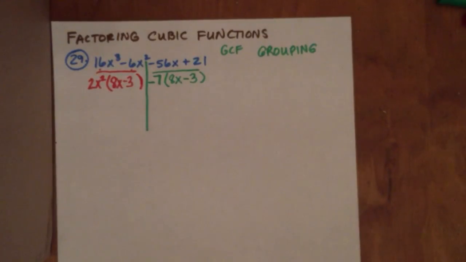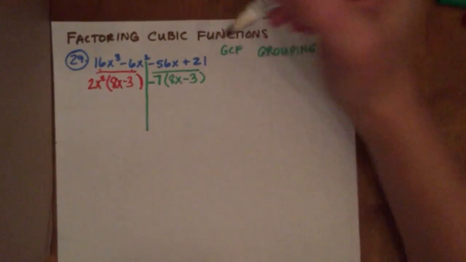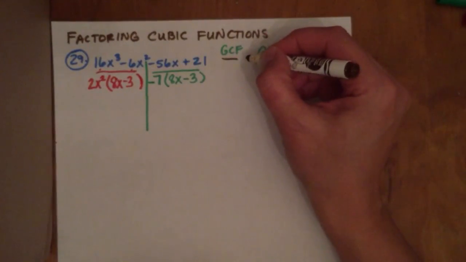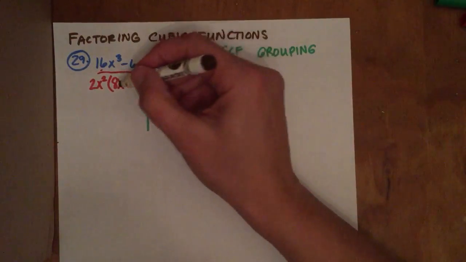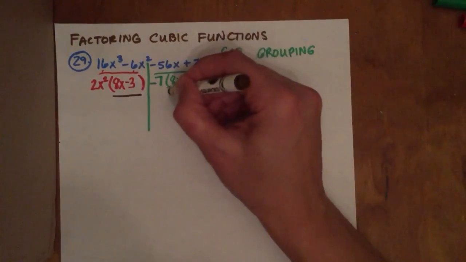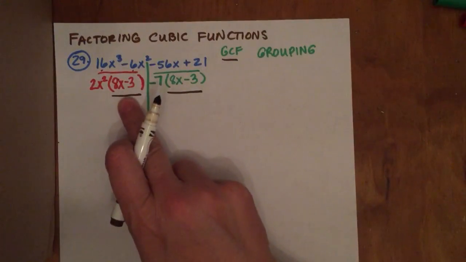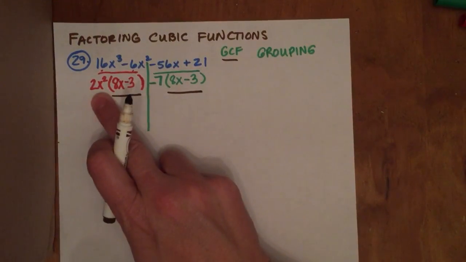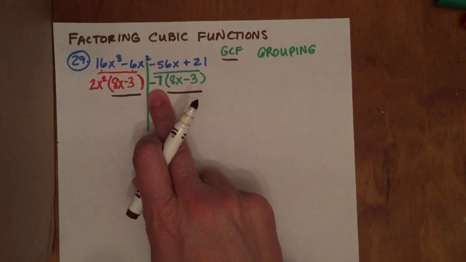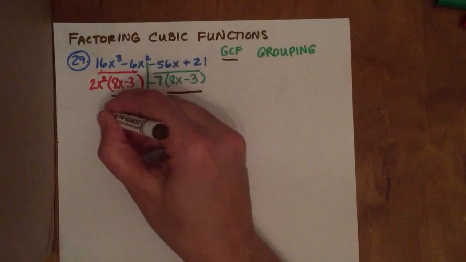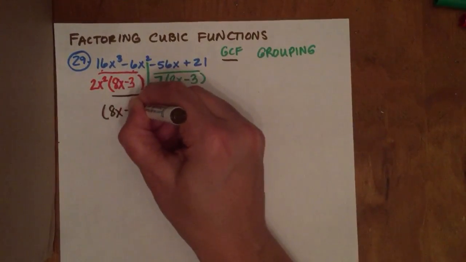So the next thing I'm going to do is I'm going to look at these, and I'm going to find again the greatest common factor. It's in a different format, but it's still the greatest common factor. And the greatest common factor between these 2 terms is 8x minus 3. Because isn't 8x minus 3 multiplied by 2x squared? And isn't 8x minus 3 multiplied by 7, or negative 7? So I'm going to factor out my GCF, which is 8x minus 3.